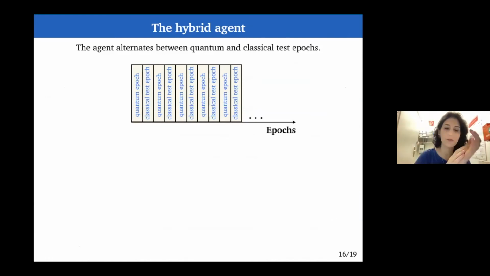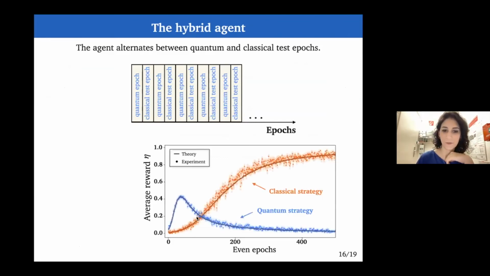So we call it formally epochs, but let's say this quantum round. We have a quantum round to play a Grover search to amplify the probability of getting the winning state. And then we play a classical test round to get the reward. And then we keep alternating this. And this is what we find.